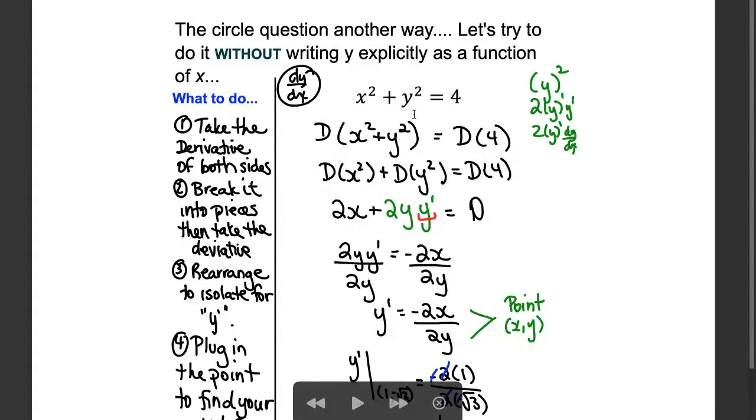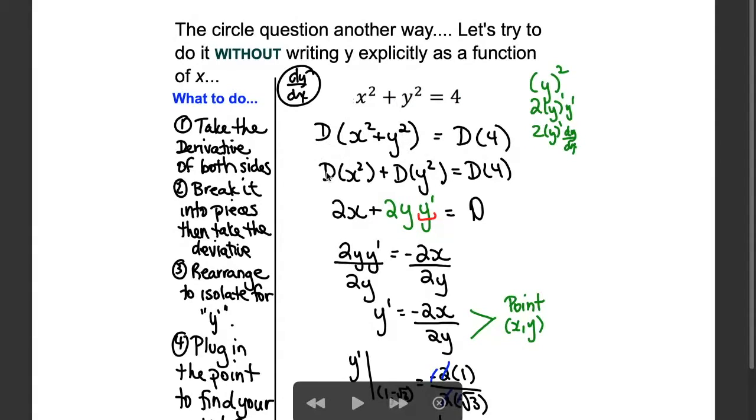So what I'm going to do is I'm going to have x squared plus y squared equals 4. And I'm going to take the derivative of both sides. So I'm applying the function of calculating the derivative to both sides. So I'm going to find the derivative of x squared plus y squared and the derivative of 4. Now, I know that I can take the derivative of each piece of this side. So I'm just going to rewrite this.